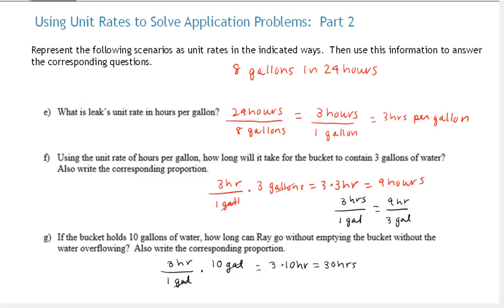Now let's set up the corresponding proportion. 3 hours is to 1 gallon, as 30 hours is to 10 gallons.